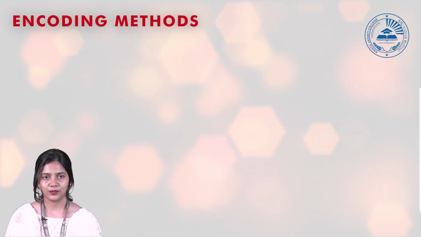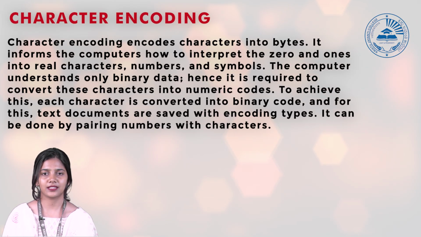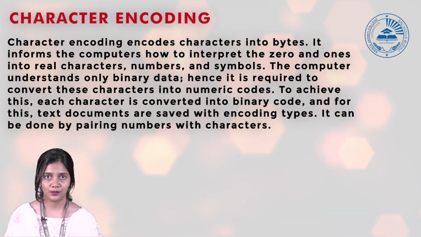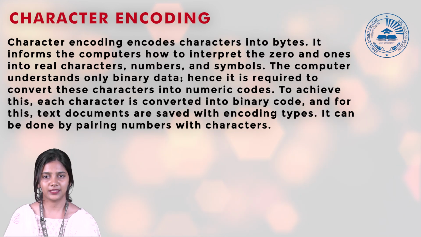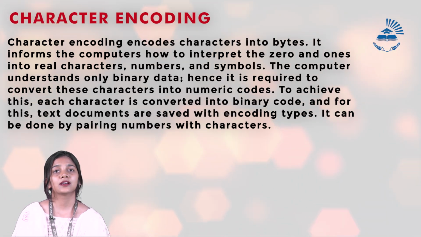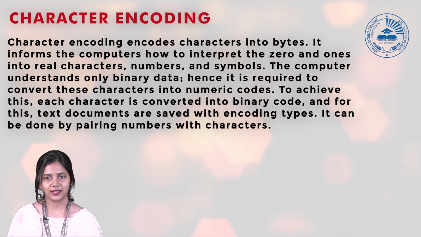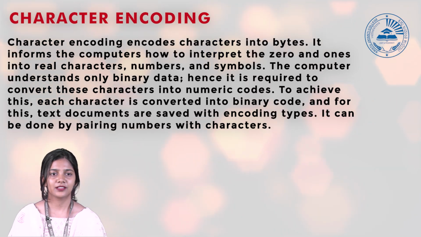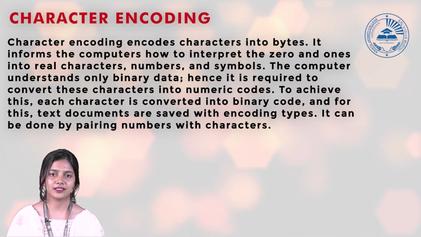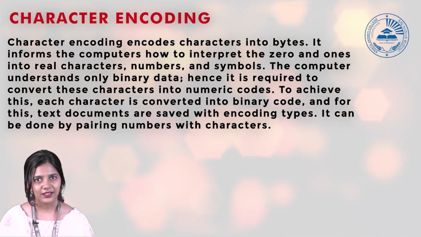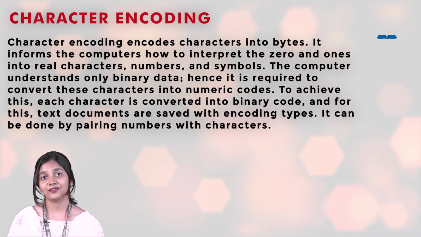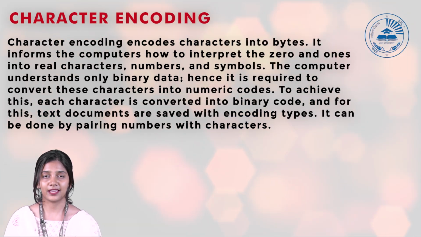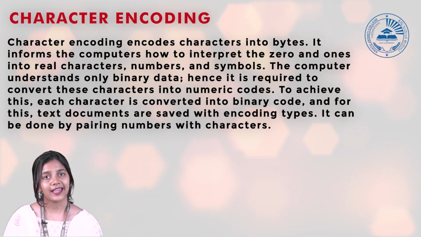Starting with character encoding, it encodes characters into bytes. It informs the computers how to interpret the zeros and ones into real characters, numbers, and symbols. Now, the computer understands only binary data, so it is required for us to convert these characters into numeric codes. To achieve this, we have to convert each character into binary code, and for this, the text documents are saved with encoding types. It can be done by pairing numbers with characters.